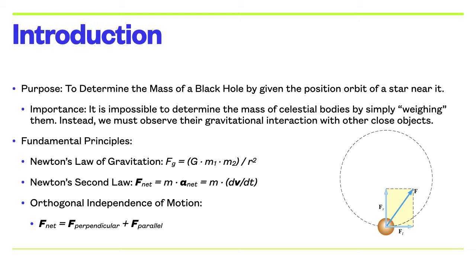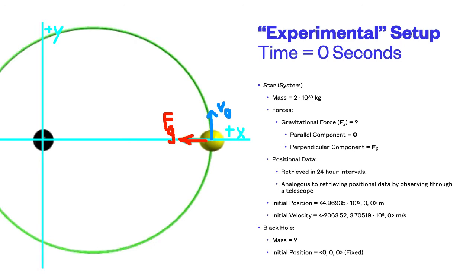The fundamental principles involved in this lab were Newton's law of gravitation, Newton's second law, and the idea of independence in orthogonal motion. This simply means that motion can be broken down and analyzed in perpendicular components. Now, let's examine the experimental setup.